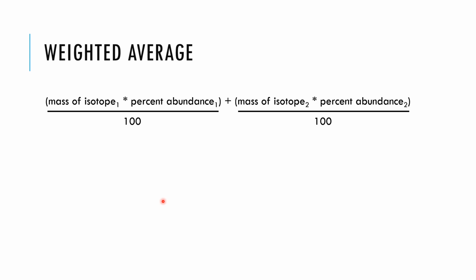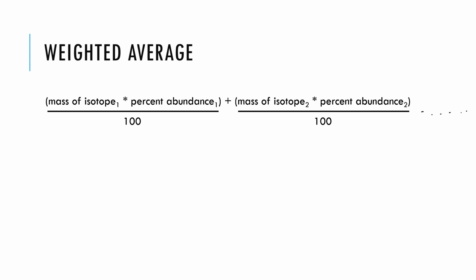Here I have the equation for how we calculate this. We take the mass of our isotope times the percent abundance divided by 100. Taking the percent abundance and dividing by 100 gives us that decimal. And we can keep going. So we can do the mass of isotope 1 times the percent abundance 1 divided by 100, then our second isotope. And if we had more, we would just keep adding them on. We could do as many isotopes as there are.